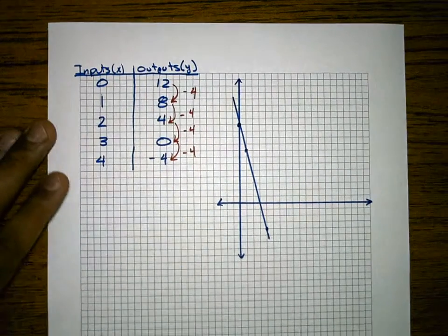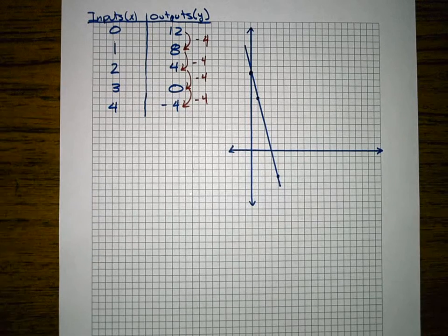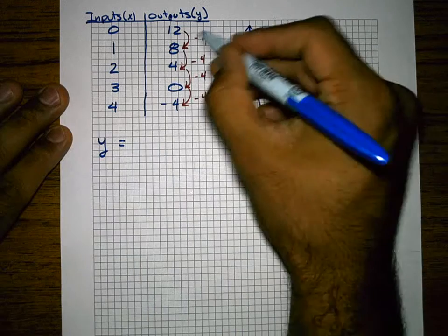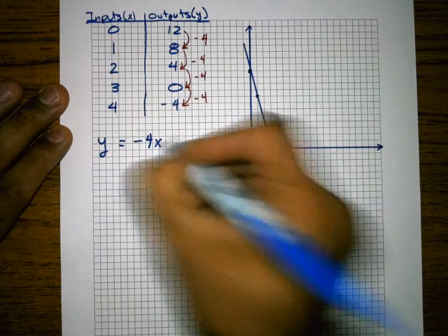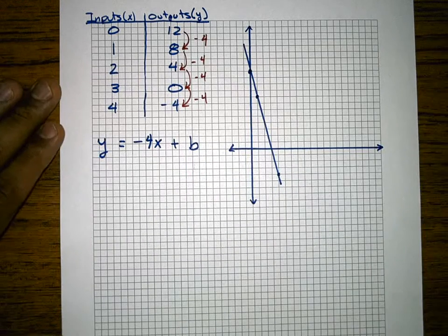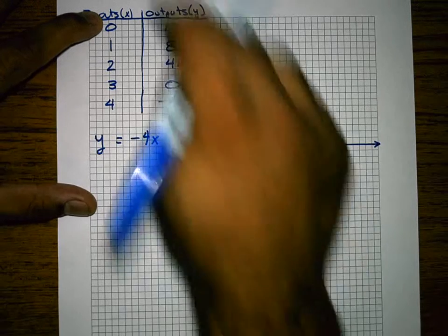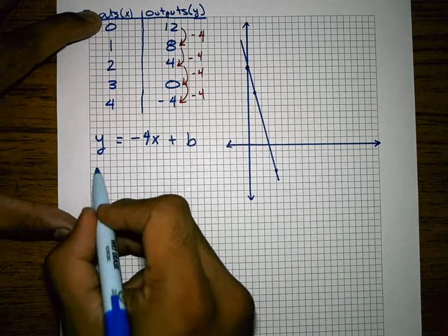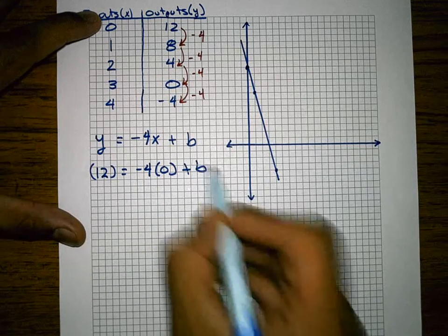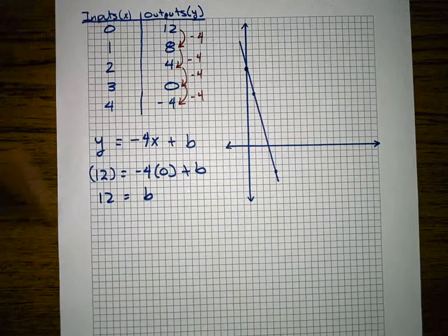All right, so I got to go ahead and write the equation just like I did in the last example. So what I'm going to express as my y. The change gets multiplied by the x, and then I just got to figure out what to add to the back, and I'll use a b to represent that. So let's pick a point here. I'll plug in this first one. If I plug in a 0, I better get a 12. So I'm going to plug in a 12 right there, equals negative 4 times 0 plus b. And if I get 12 equals anything times 0 is 0, so the b has to be 12.